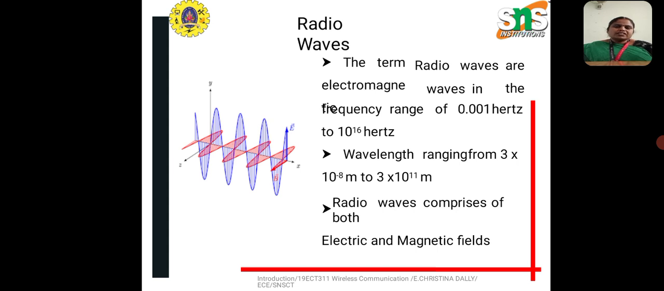Before that, we are just going to recollect the waves we have used here. We are using radio waves. The term radio waves is nothing but electromagnetic waves, and the frequency range is from 0.001 hertz to 10 power 16 hertz, and the wavelength ranges from 3 into 10 power minus 8 meter to 3 into 10 power 11 meter. So the radio wave comprises both the electric as well as the magnetic field.